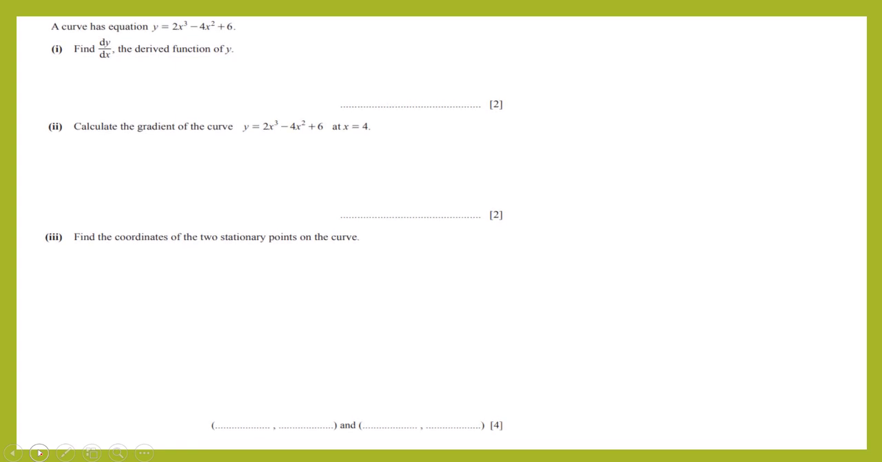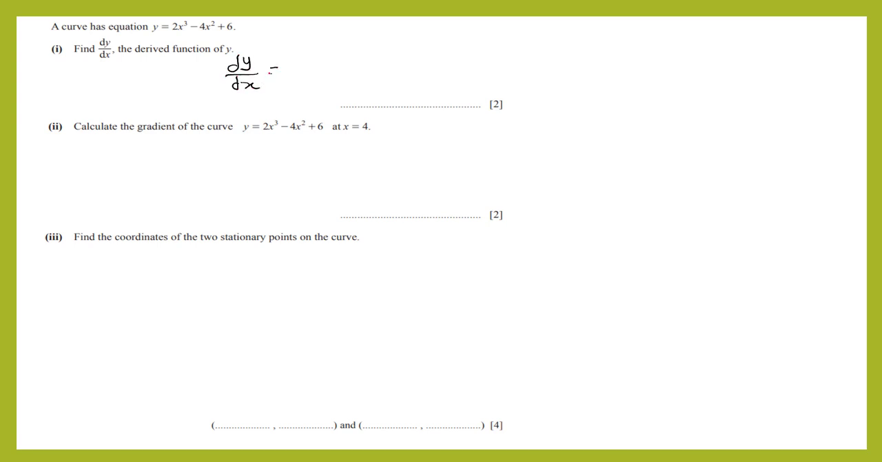The question says, a curve has equation y equals 2x to the power of 3 minus 4x squared plus 6. Find dy by dx, the derived function of y. Calculate the gradient, then find the coordinates of the stationary points. So the first thing, let's find the derived function of y, dy by dx.